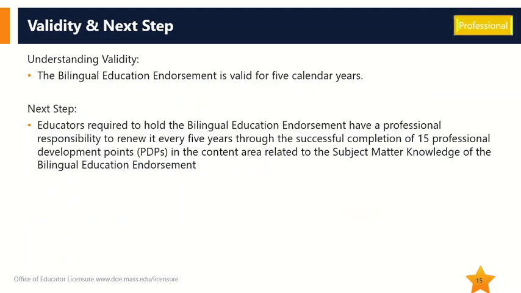Please keep the following in mind. The Bilingual Education Endorsement is valid for 5 calendar years. Educators required to hold the Bilingual Education Endorsement have a professional responsibility to renew it every 5 years through the successful completion of 15 Professional Development Points, or PDPs, in the content area related to the subject matter knowledge of the Bilingual Education Endorsement. You can find additional information about renewal through the links contained within the overview located directly beneath this video.